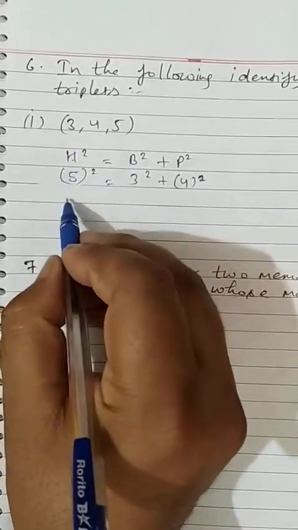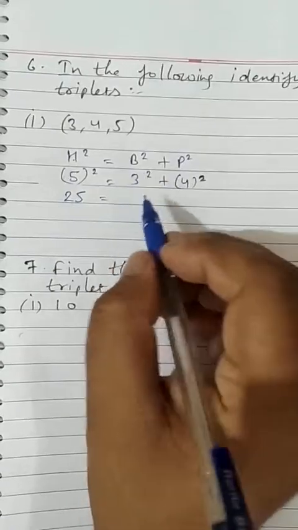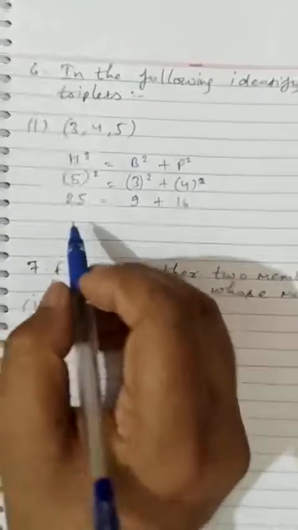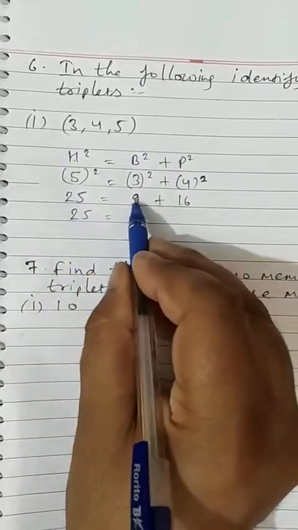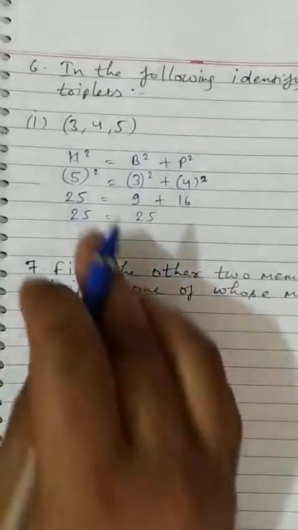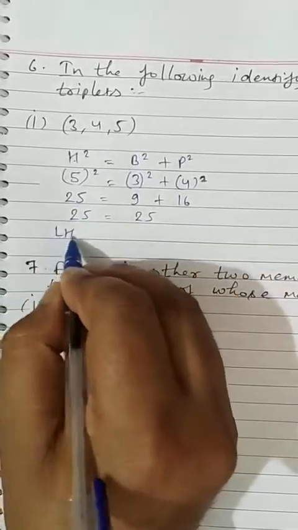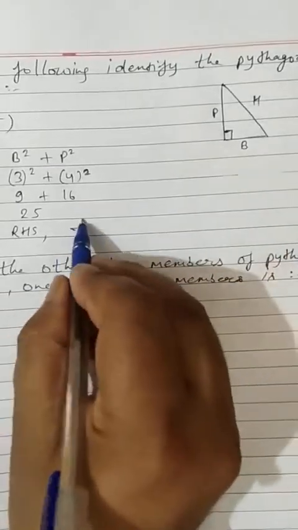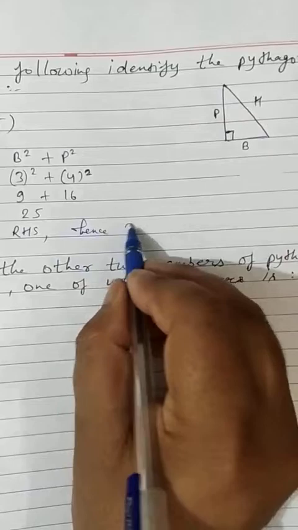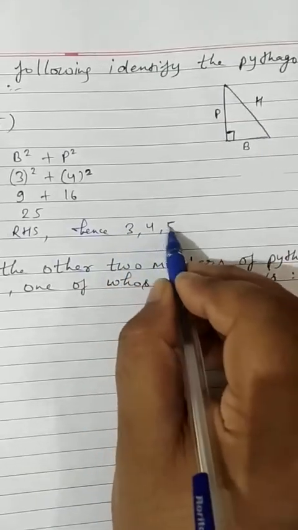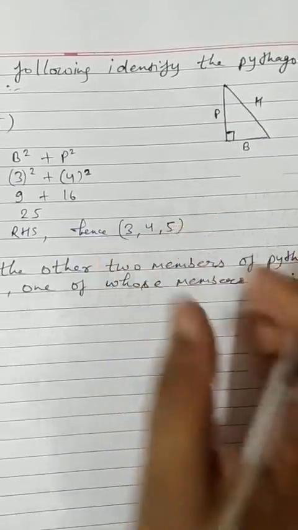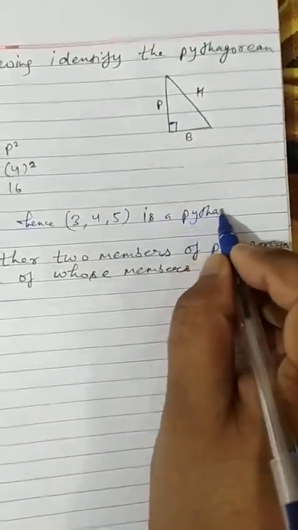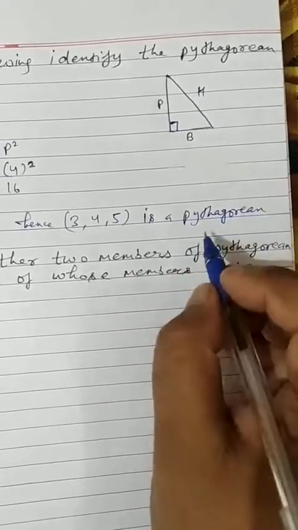So the square of 5 is 25, square of 3 is 9, and square of 4 is 16. So 25 is equal to 9 plus 16, which is also 25. So LHS is equal to RHS. Hence we can say that 3, 4 and 5, the group of these three numbers, is a Pythagorean triplet.